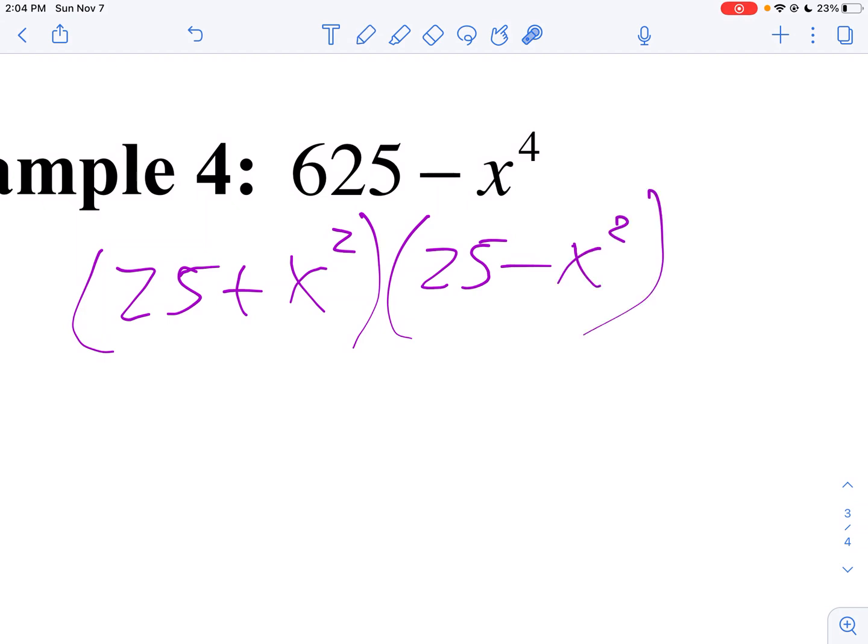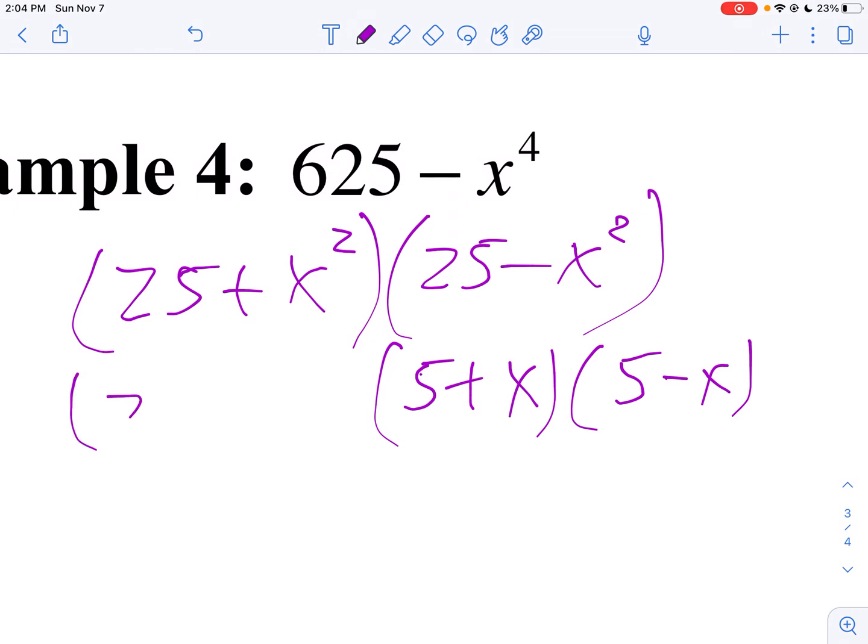Now it gets interesting. I look inside my parentheses. 25 is a perfect square, and x squared is a perfect square. But the first one is a plus. You can't factor that. But we can factor 25 minus x squared, because 25 is a perfect square, and x squared is a perfect square. So the square root of 25 is 5, and the square root of x squared is x. And then 5 minus x. I'll just bring down that first parentheses, 25 plus x squared.